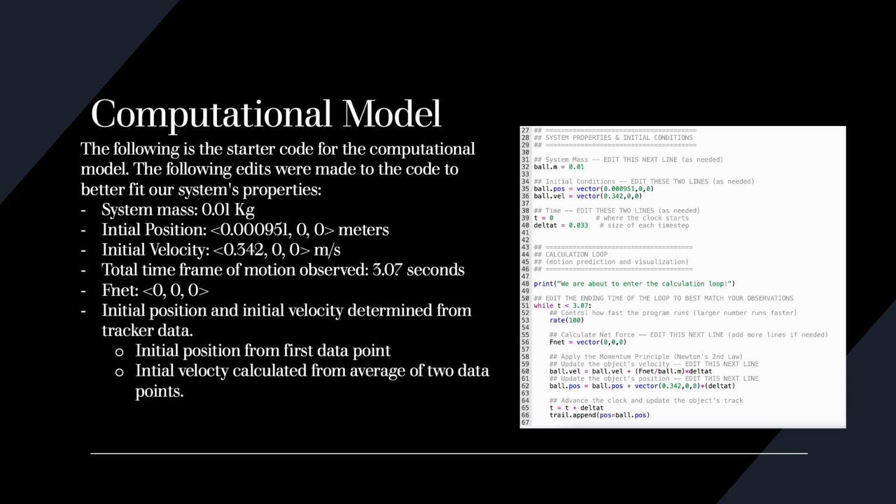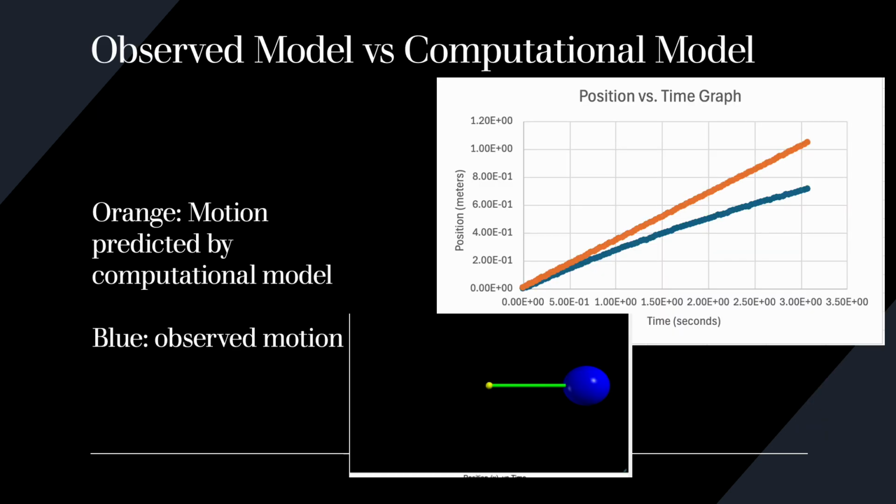Fnet was 0 because we are observing constant velocity. The initial position and initial velocity were determined from Tracker data. Initial position was determined from the first data point, while the initial velocity was calculated from the average of 2 data points. Here's the graph that we created using the observed model data and the computational model data.